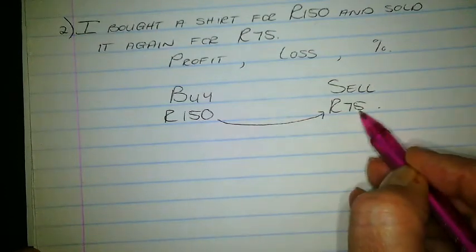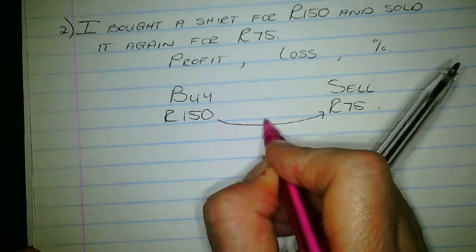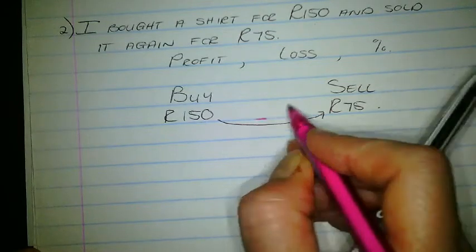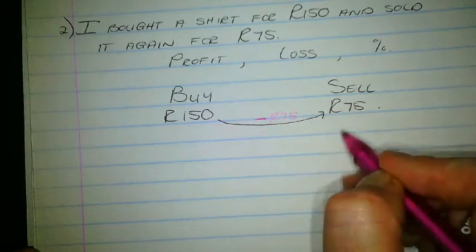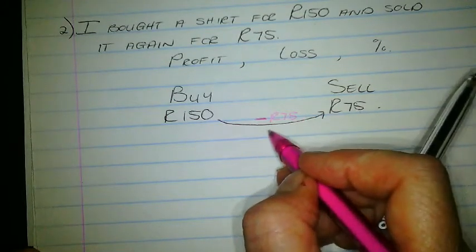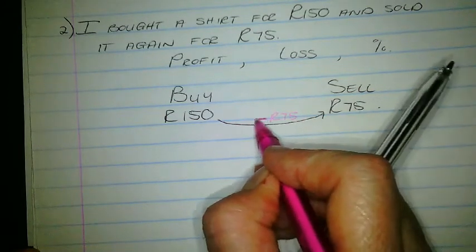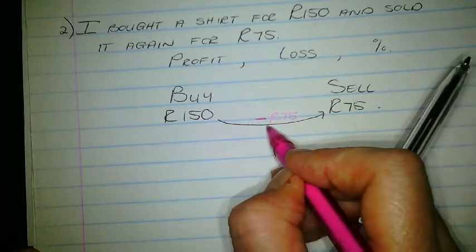150, how did I get to 75? In this case, I subtracted 75 Rand to get to 75 again. So I made a loss of 75 Rand, and the fact that I had to subtract tells me it's a loss.